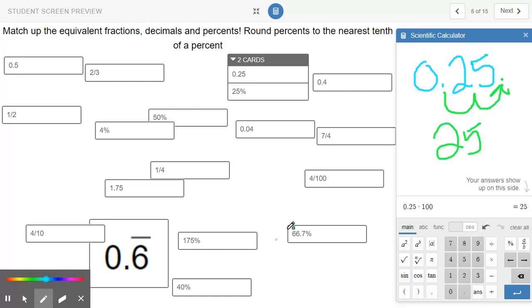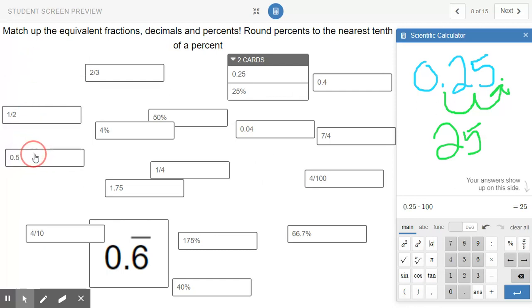Okay, all right, so let's see here. I'm matching up my percentages and my decimals, so I'm just going to find a decimal. I have 0.5. I'm going to multiply that by 100.